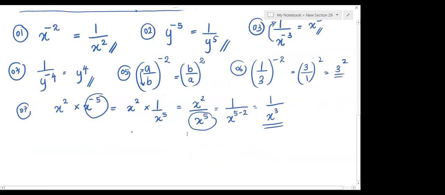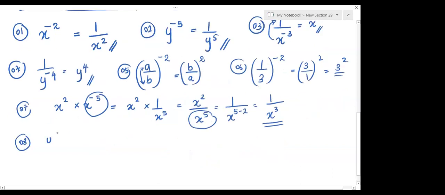8. Y to the power of minus 3 times y to the power of minus 2. Okay. What is the answer for this one? Try this. Clue is you can convert both these two powers to positive indices.